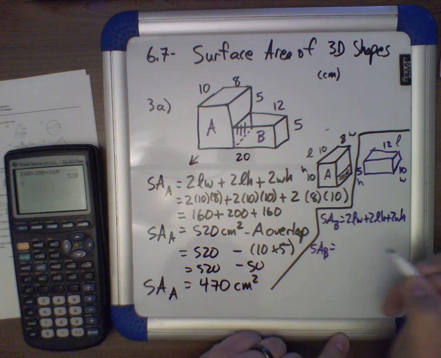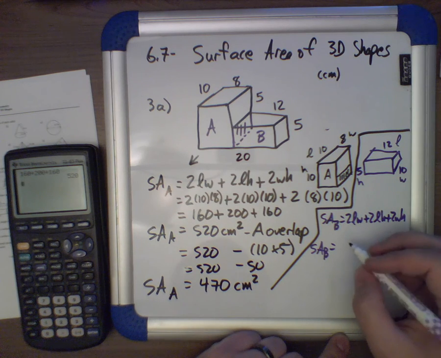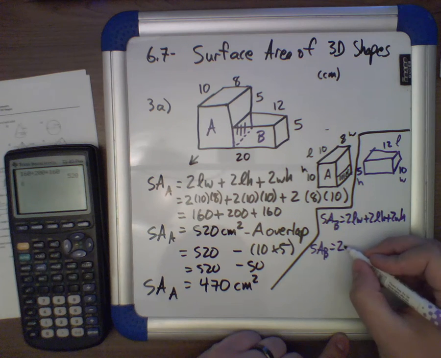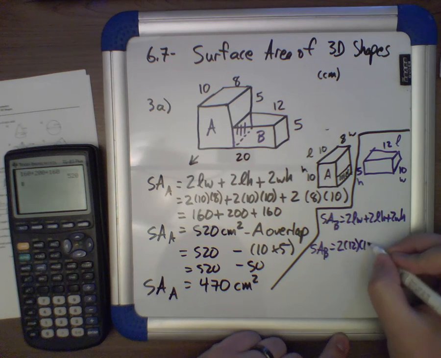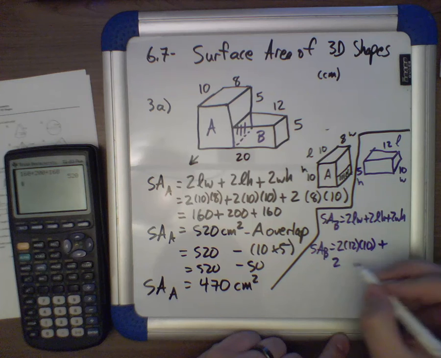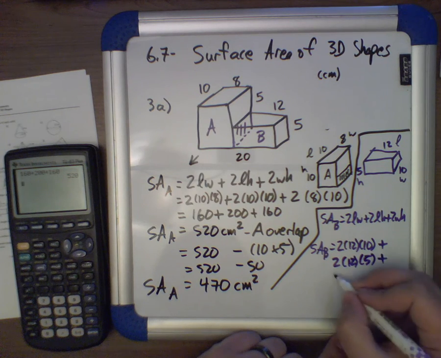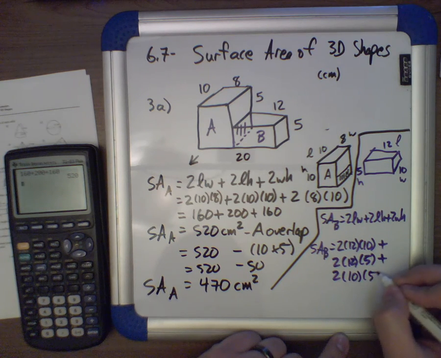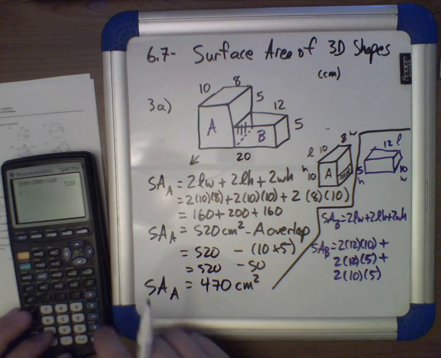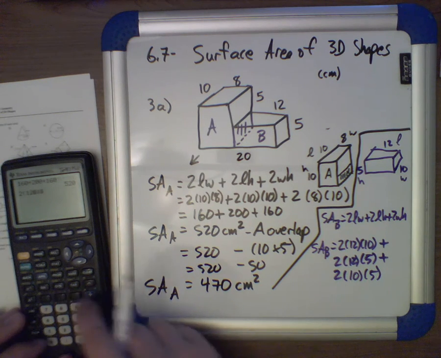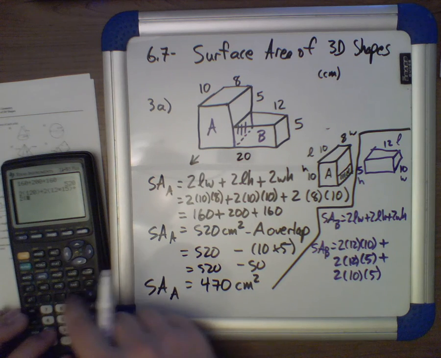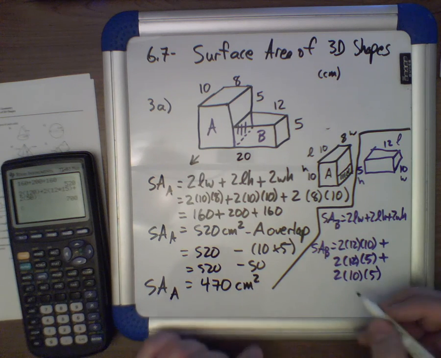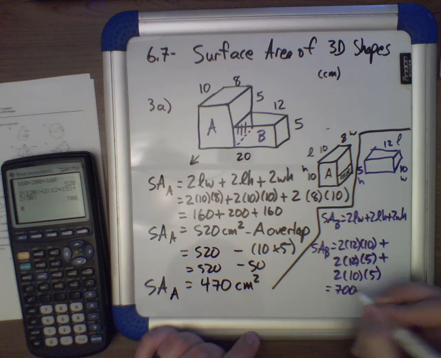Surface area B. I'm not going to have room to write all this, or it's going to be a little messy, so just do your best. 2 times length of 12 times width of 10 plus 2 times length of 12 and height of 5 plus 2 times width of 10 and height of 5. It's going to give us 2 times 120 plus 2 times 12 times 15 plus 2 times 50. So our total surface area is 700.